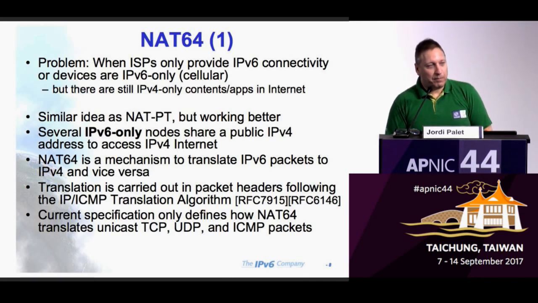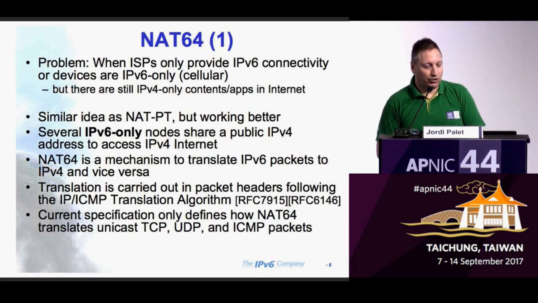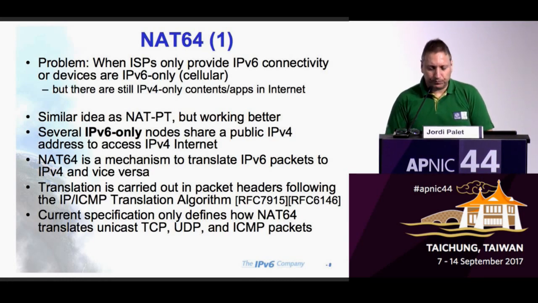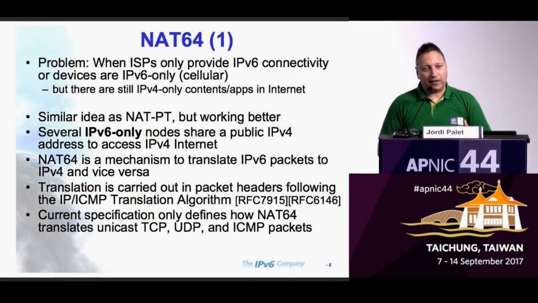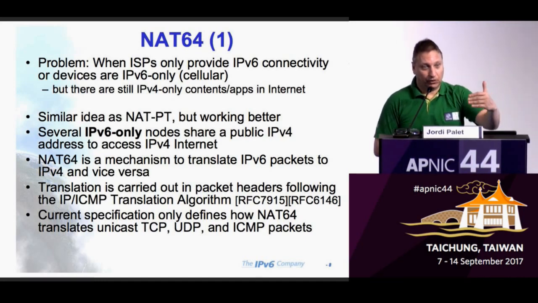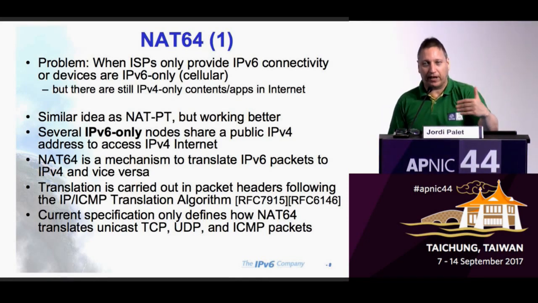The idea is that we can have several IPv6 only devices sharing a single public IPv4 address to access the IPv4 internet. In fact, in a provider, this is done by sharing a pool of IPv4 addresses among many, many users, okay? That's the way NAT64 works. So basically, NAT64 allows the cellular phone, which will be IPv6 only, to translate the packets into IPv4 to reach a content provider which is IPv4 only. And then the response to the queries will be converted again from IPv4 to IPv6, okay?